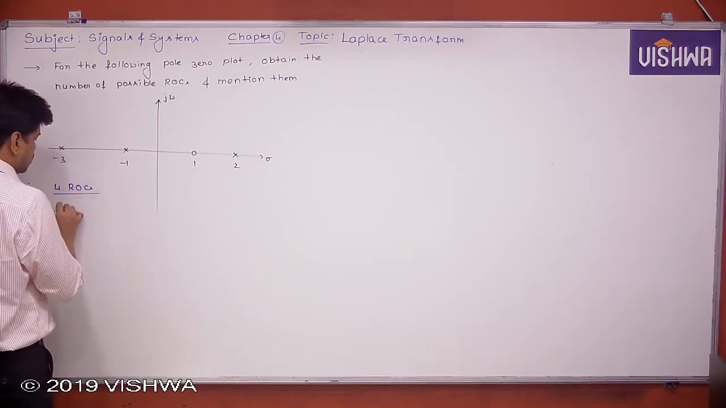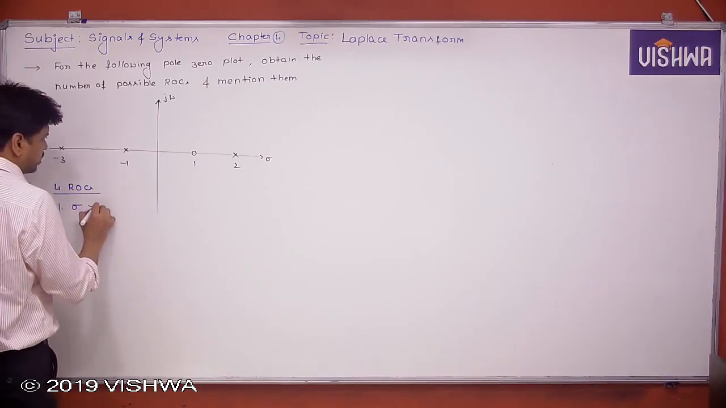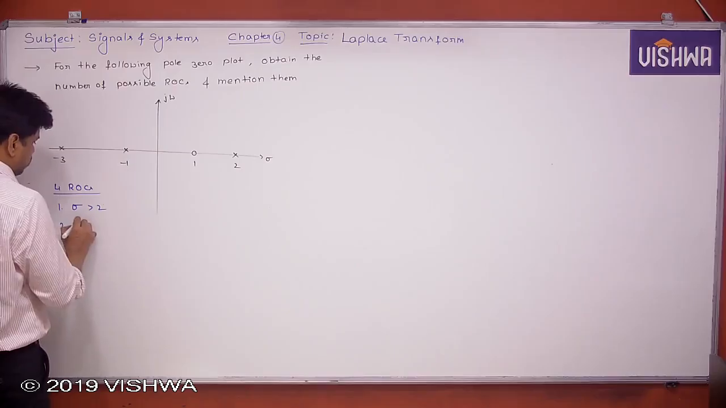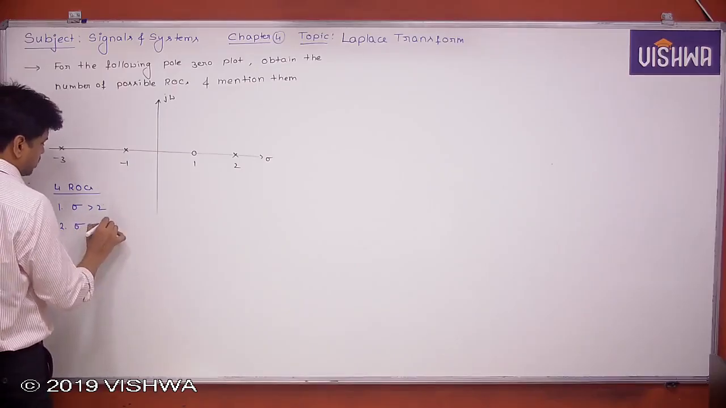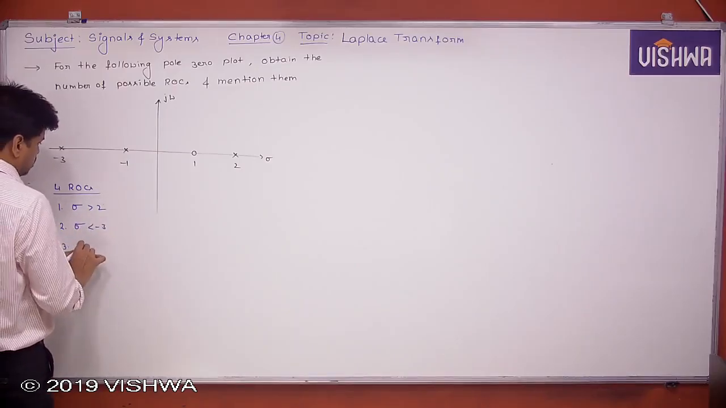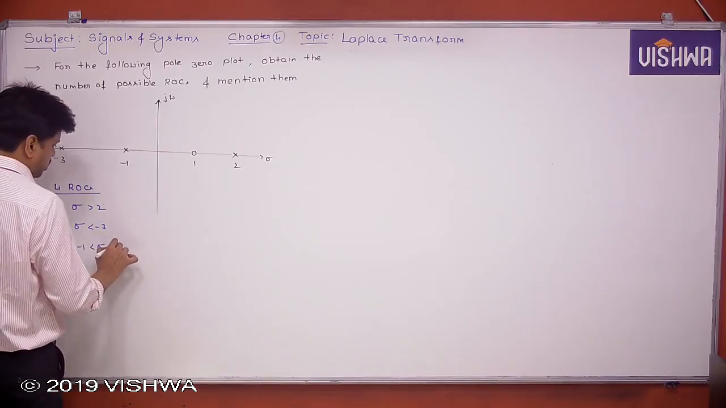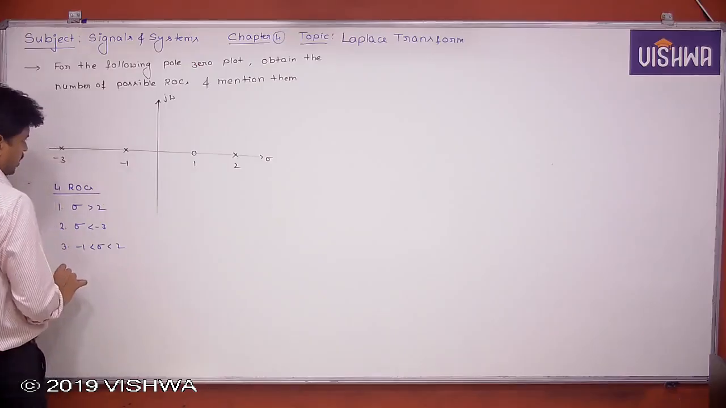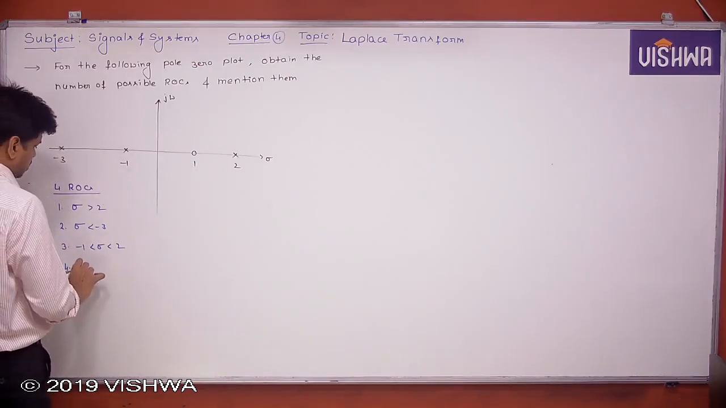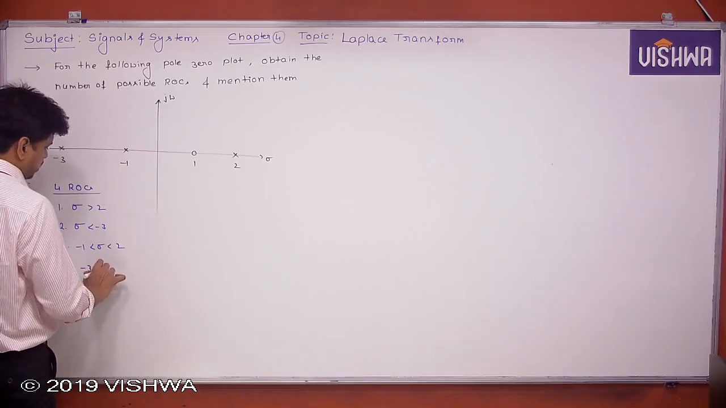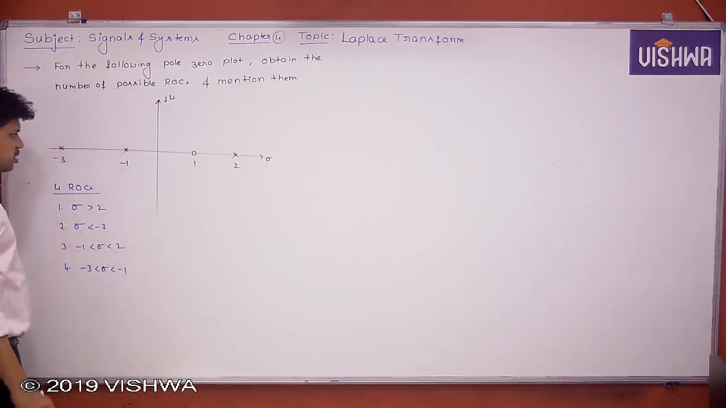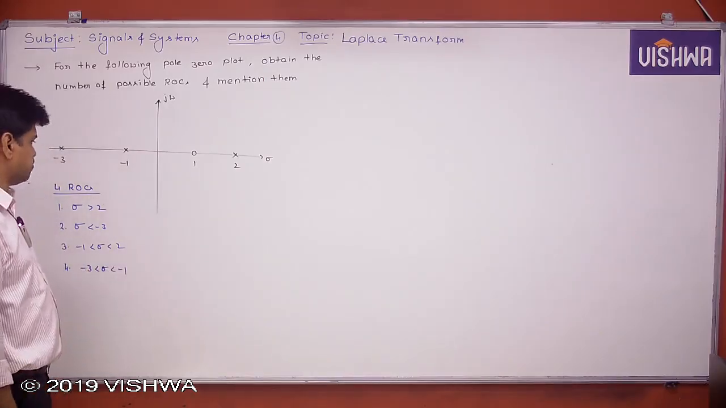What are they? First one, sigma greater than 2. Second one, sigma less than -3. Third one, sigma lies between -1 and 2. Fourth one, sigma lies between -3 and -1. So these are the 4 possible ROCs.